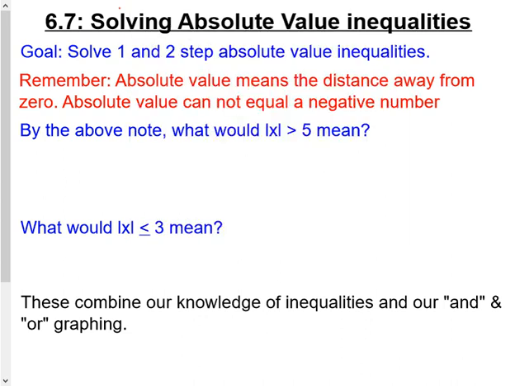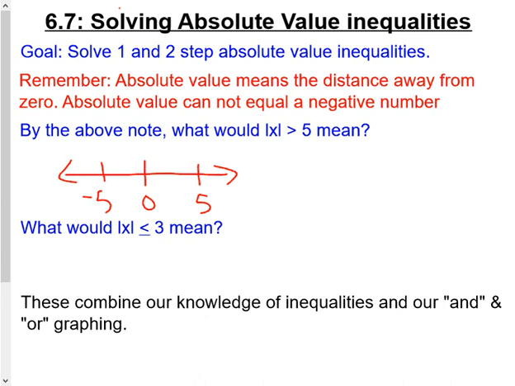So with those pieces in mind, what would the absolute value of x greater than 5 mean? So this means the distance away from 0 is more than 5. So what values are more than 5 away from 0? Looking at a number line, 0 to negative 5 to positive 5 and beyond, I did all my points. What values would be further than 5 away from 0?